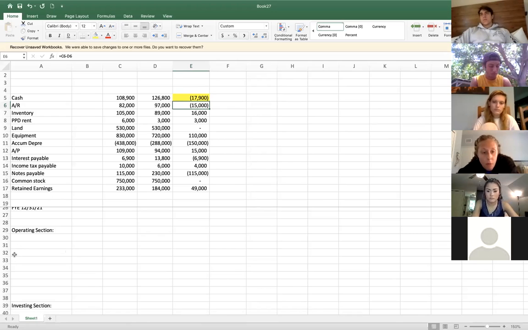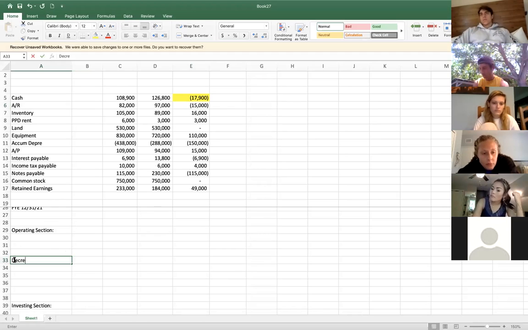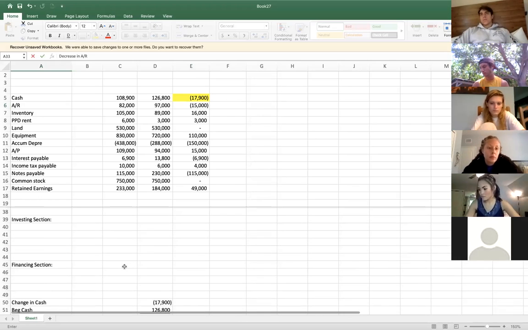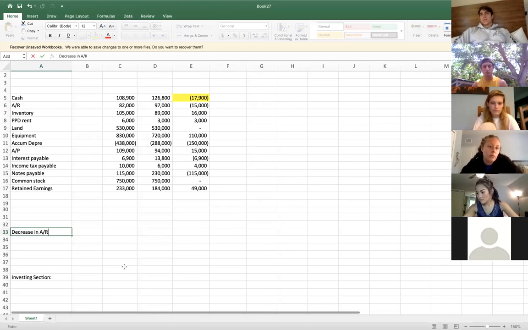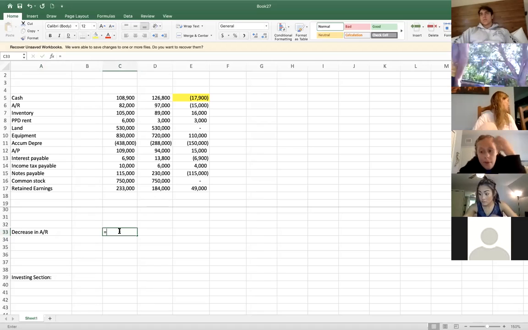So I'm going to leave some room because I know, so I'm going to put decrease in accounts receivable, and my decrease in accounts receivable was how much?